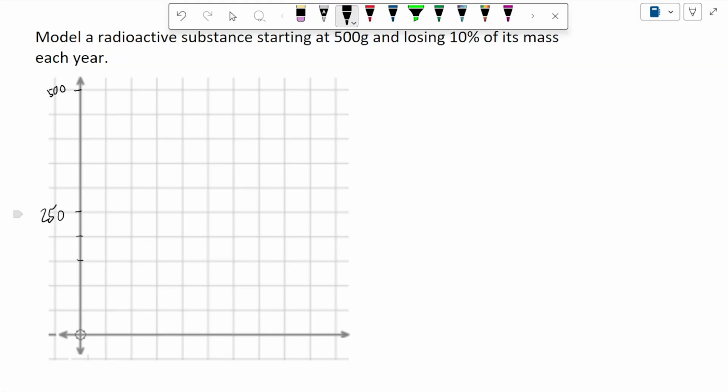So 150, 150. So each increment there is going to be 50 grams. And then we'll just put the years here. So 1 up to 5 and 10 years. So we're going to start at 500 grams, and this thing's supposed to lose 10%.